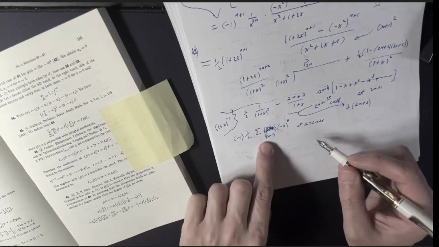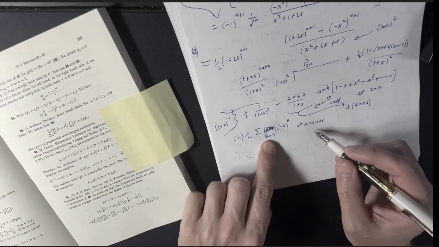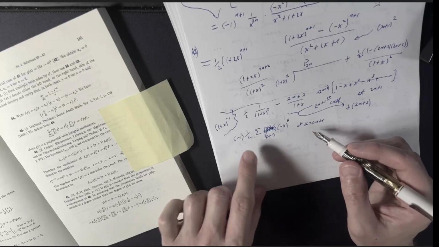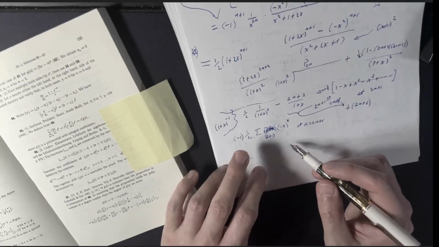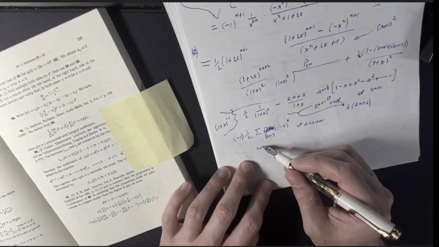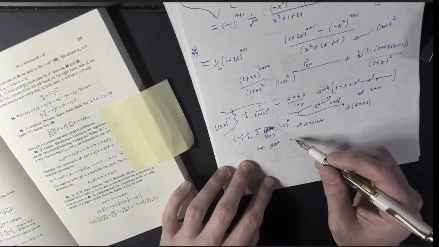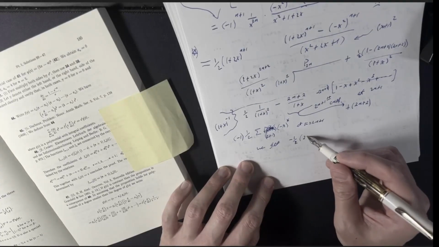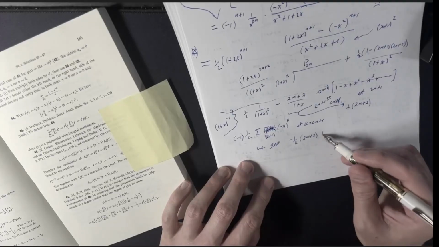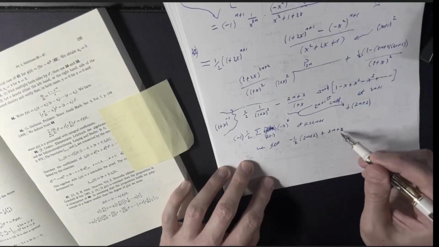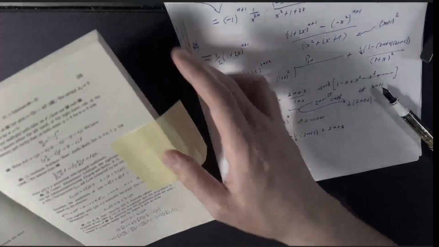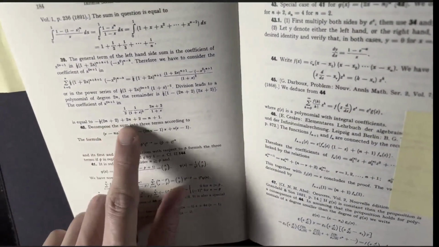we get 2n plus 2 right there. We're getting a negative as well, so we're getting negative half 2n plus 2 plus this part. And that's what I would get for this part. Negative half 2n plus 2 plus 2n plus 2.